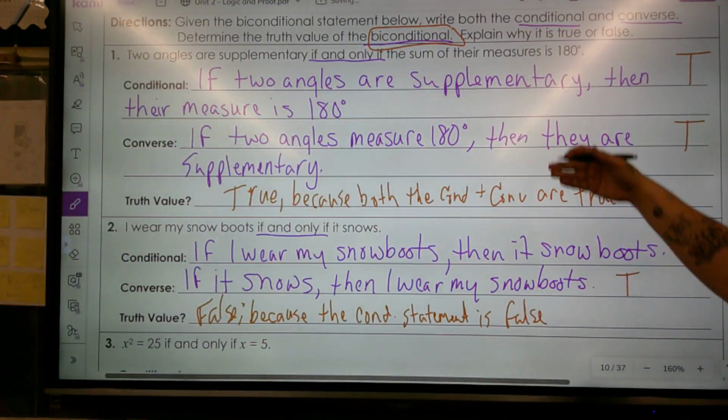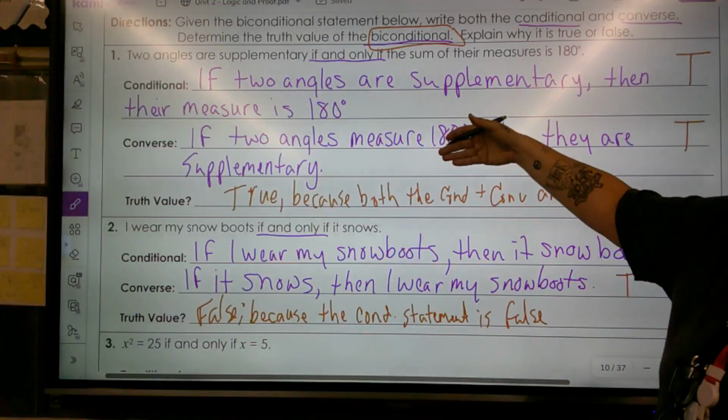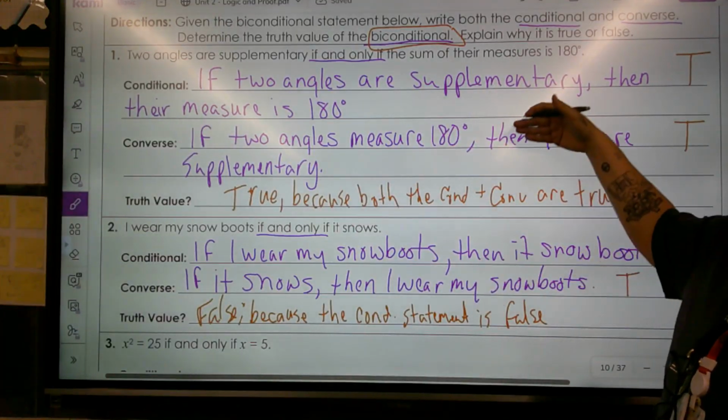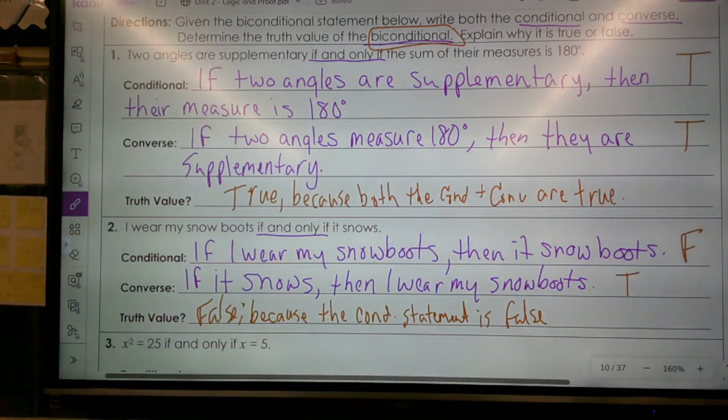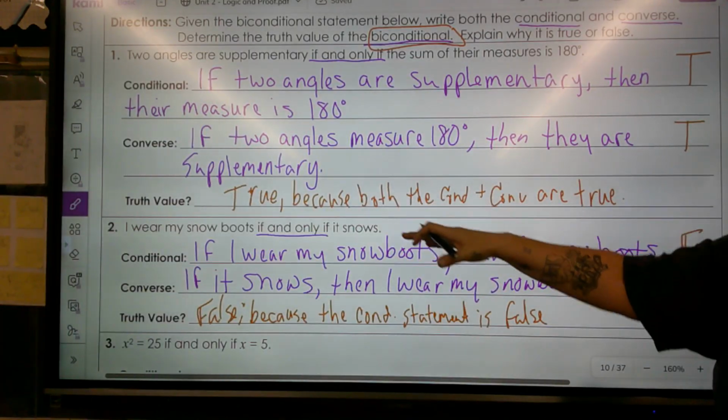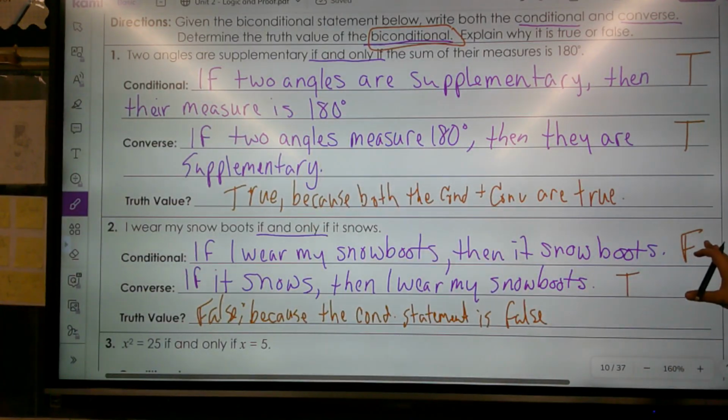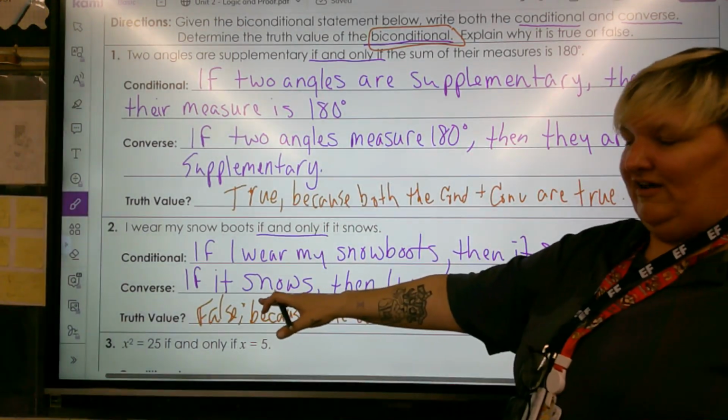So first you have to write the conditional, then you have to write the converse, and then you have to determine whether or not each statement is true or false. If they're both true, then the truth value is true. If they're not both true, then the truth value is false.